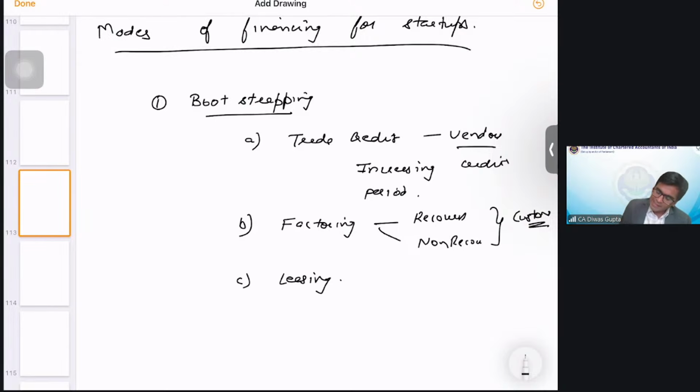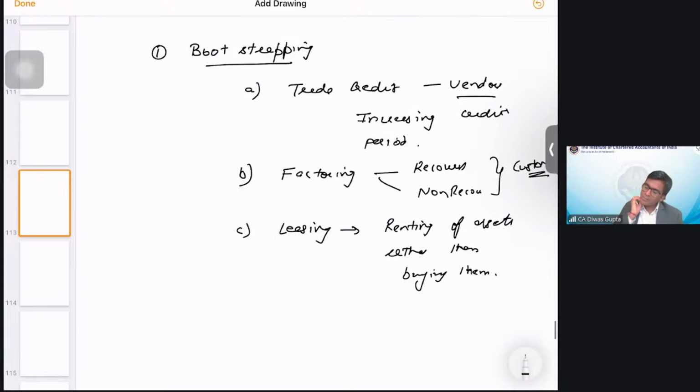So leasing is the way wherein you rent the asset rather than buying the asset upfront, right? Renting of assets rather than buying them. Okay.